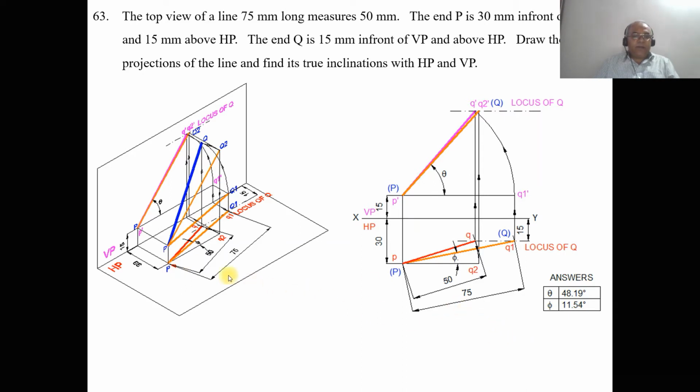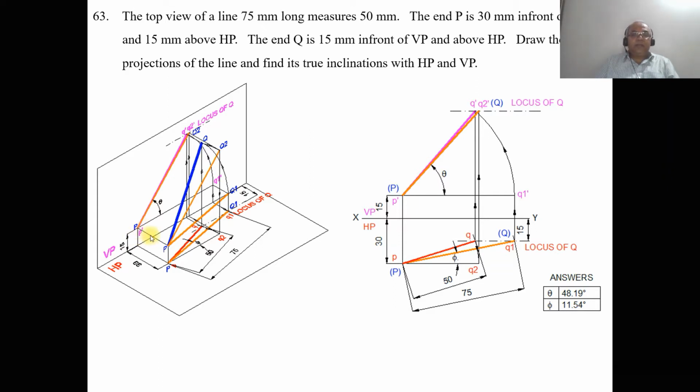As we look from the front view, we can see the distance above HP. So the above HP distance of 15 mm can be seen in the vertical plane here, from here to here. When you look from the front view, it is projected onto the vertical plane, and you mark this point as capital P and small p dash.